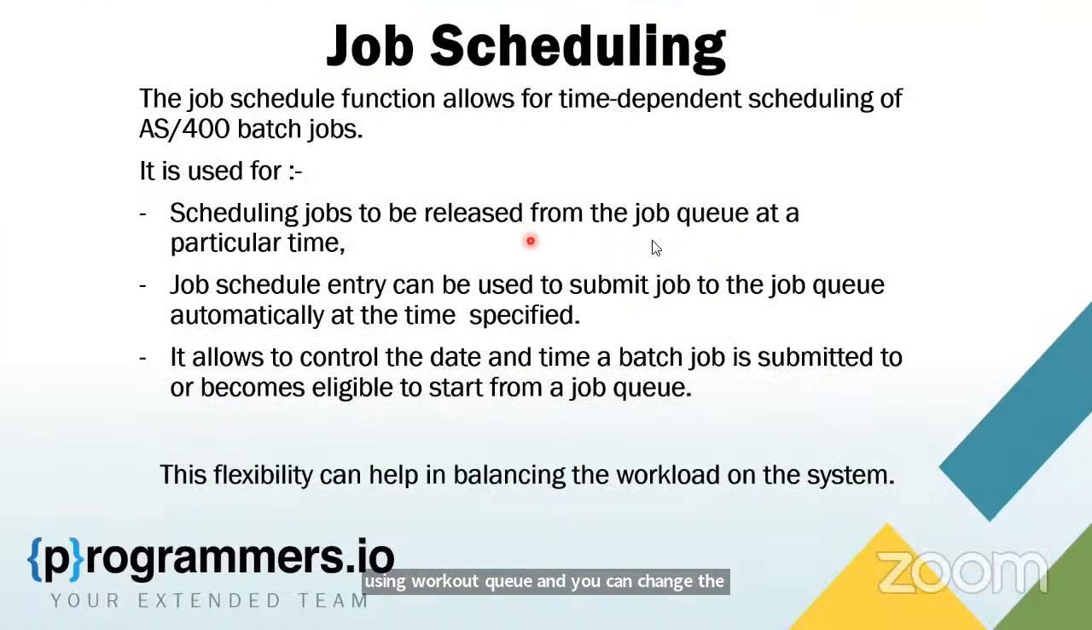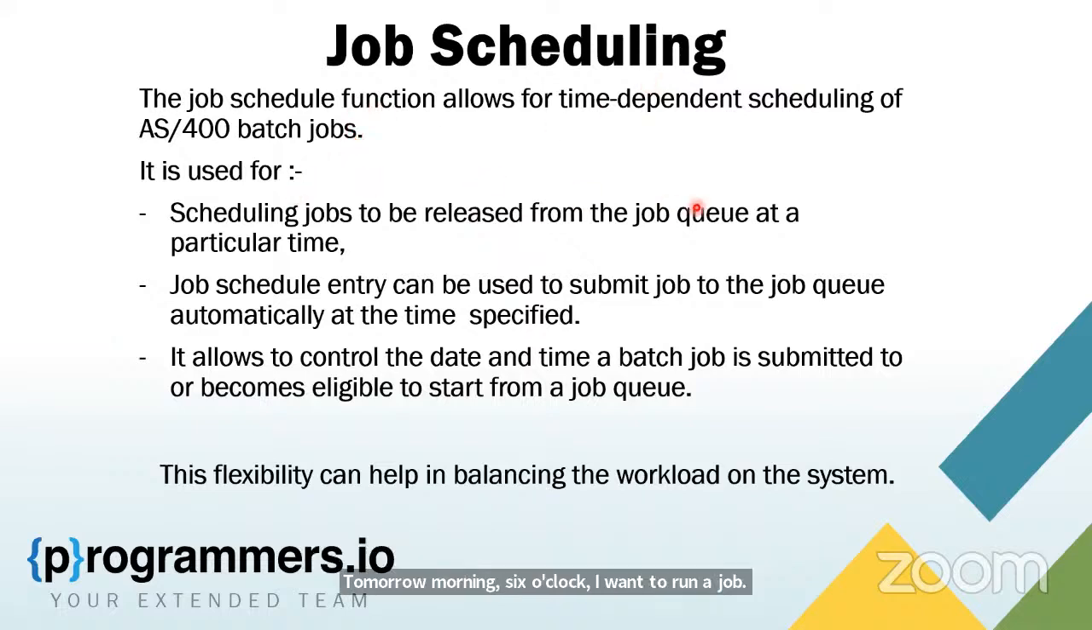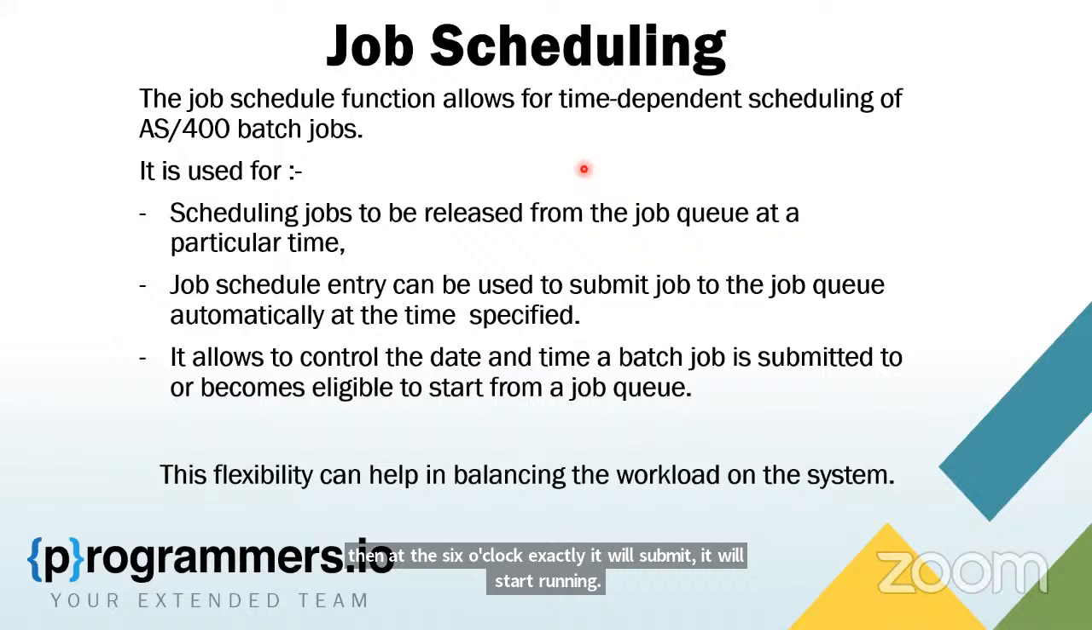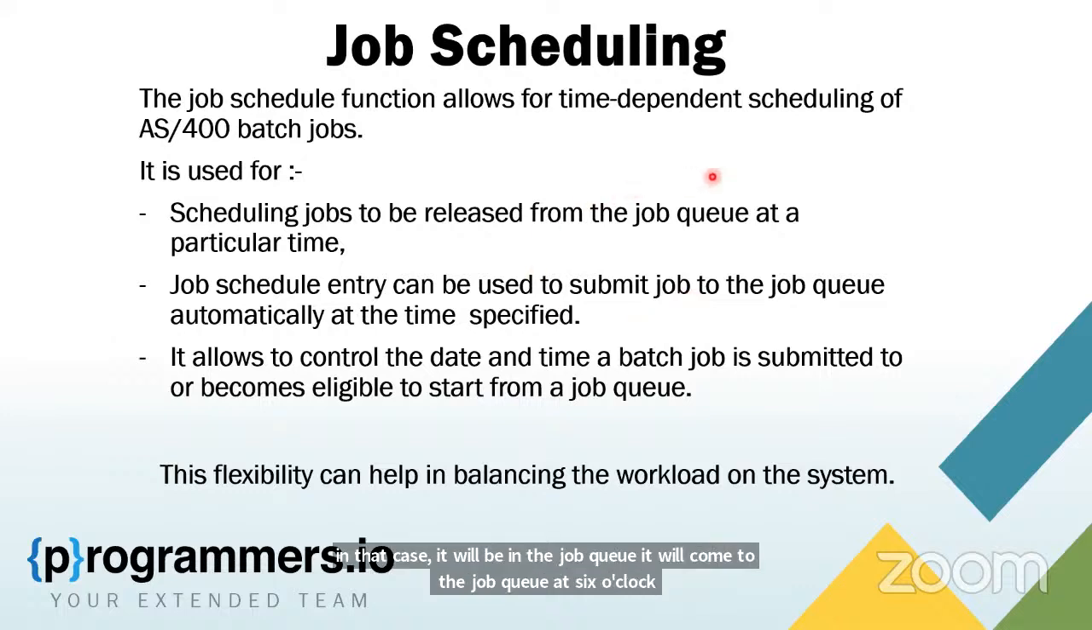There's one more thing about jobs. You can also schedule jobs. For example, tomorrow morning at 6 o'clock I want to run a job. I can schedule that job, and then at 6 o'clock exactly it will be submitted and start running. In that case, it will be in the job queue. It will come to the job queue at 6 o'clock, and then the subsystem takes it from there to get it executed.